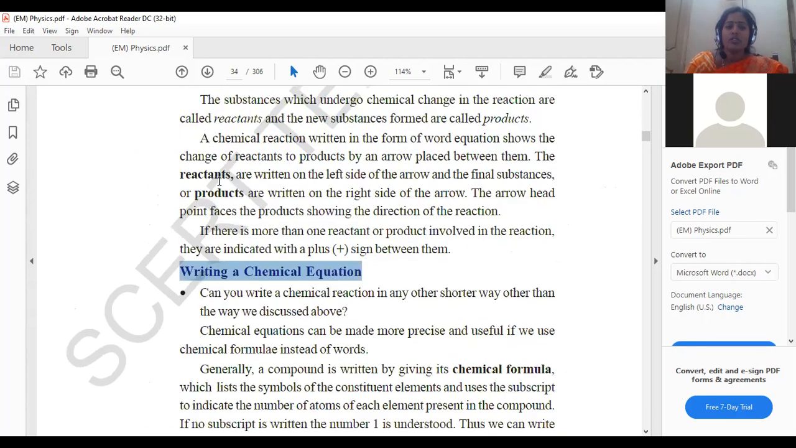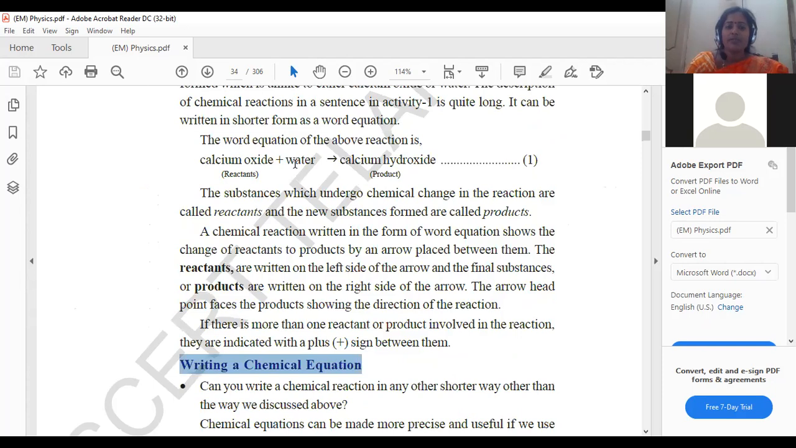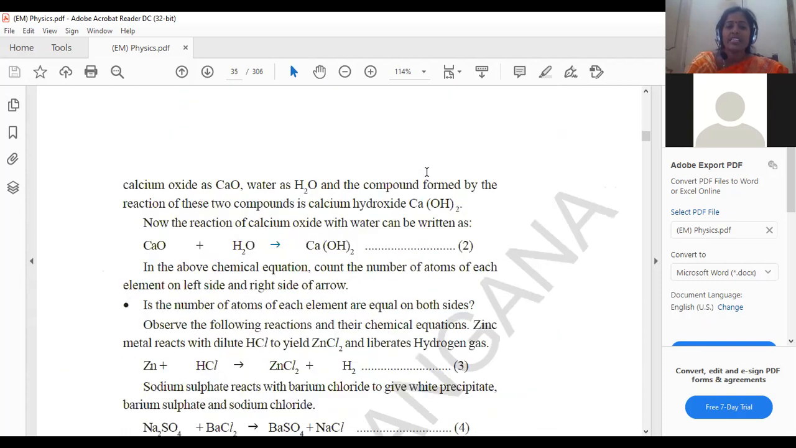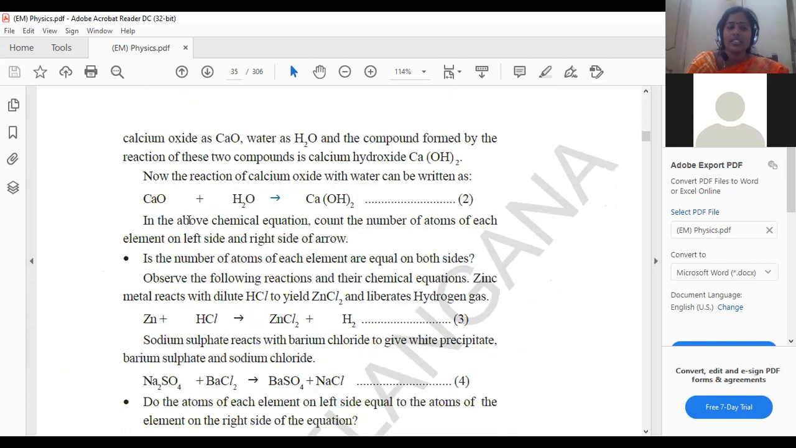So always writing all these calcium oxide, water, calcium hydroxide names is very lengthy. It's very difficult to write always. That's why, instead of names, we can go with another alternative method to represent the chemical equation, that is the chemical formula. Calcium oxide is indicated as CaO. This is one of the reactants. Plus water. Water is represented as H2O.